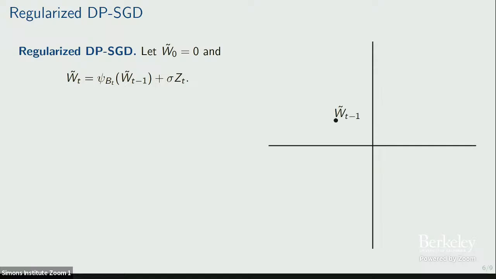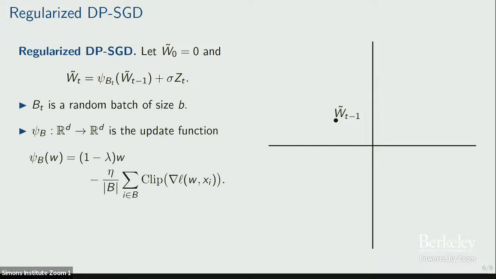And the strategy is pretty much the same. You start with a point W_{t-1}, then you take a random batch. As always, it doesn't matter much. And then the update function has two pieces. Because it's going to be regularized, we are going to have a minus lambda here, which typically comes from regularization. By the way, here the regularization goes outside the clipping, but at least that's the way Yeh and Shokri discussed for some examples.